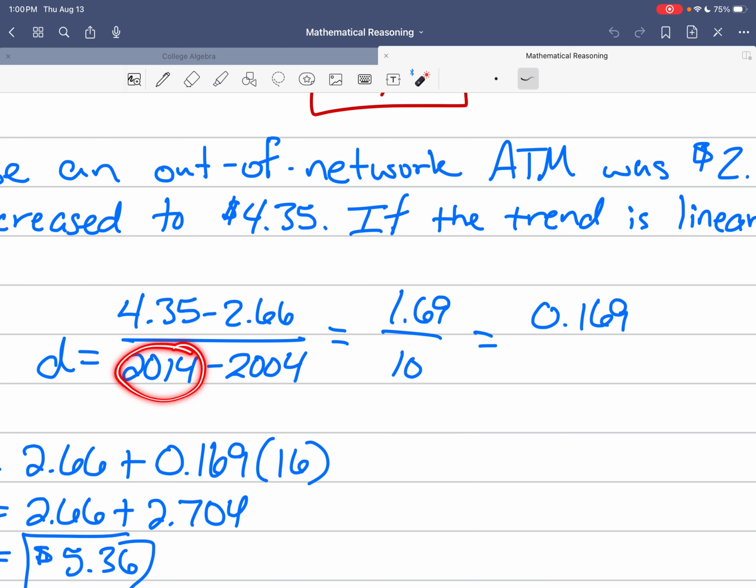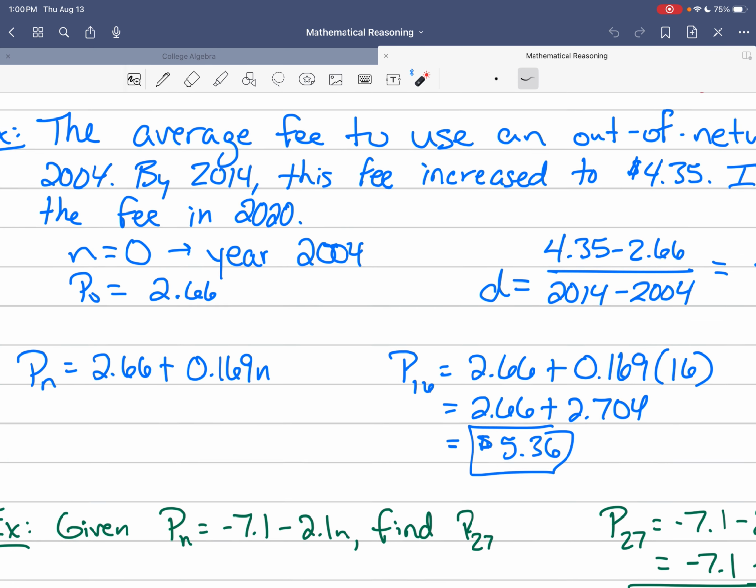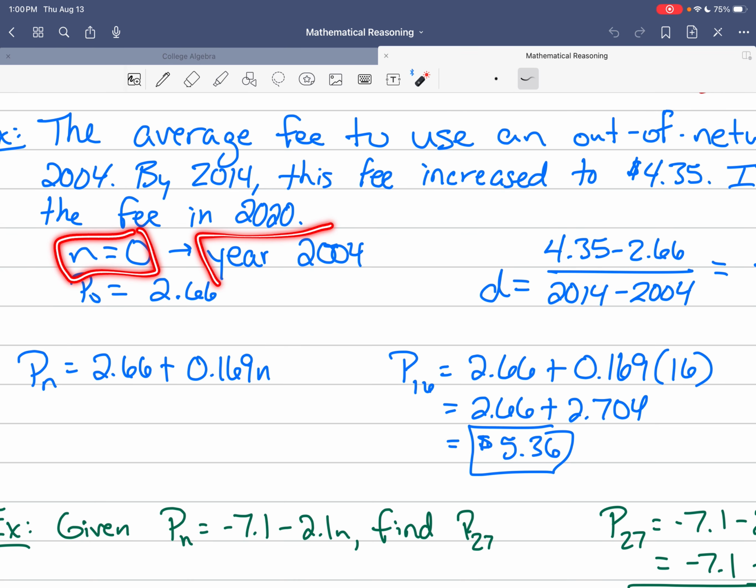So we do 2014 minus 2004. And we're going to do our new amount, 4.35, minus the original of 2.66. What this ends up coming out to is a change of $1.69 over a 10-year period. You divide those, it comes out to 0.169 each year. Whatever year you start with in your problem is going to be your year 0. So for year 0, that's going to be the year 2004. In 2004, we had $2.66 for a price.